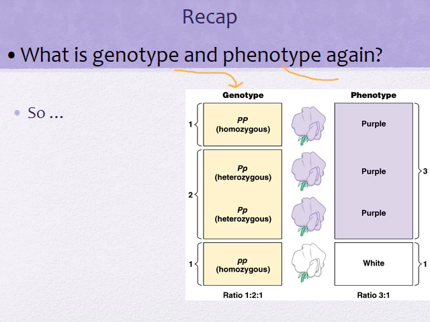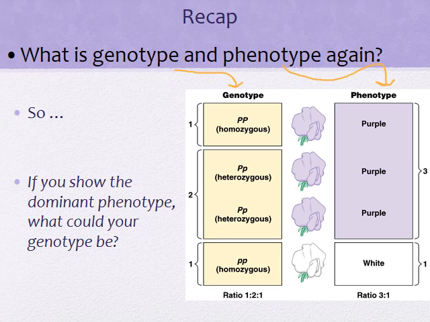The phenotype would be the physical characteristic those represent. So in this case, the dominant phenotype seems to be purple, whereas the recessive phenotype seems to be white. So if you show the dominant phenotype, what could your genotype be? If you show purple as your dominant phenotype, you could be heterozygous or homozygous. So you could either have two dominant alleles or one dominant and one recessive. And you would still show the dominant phenotype.